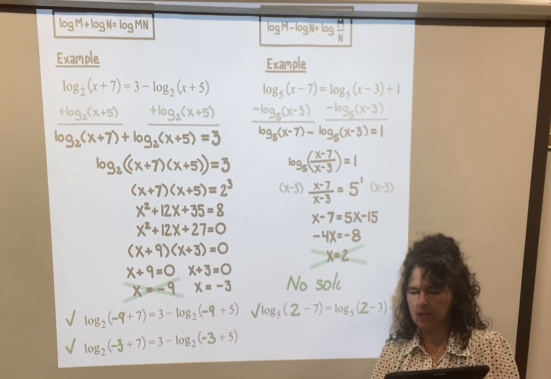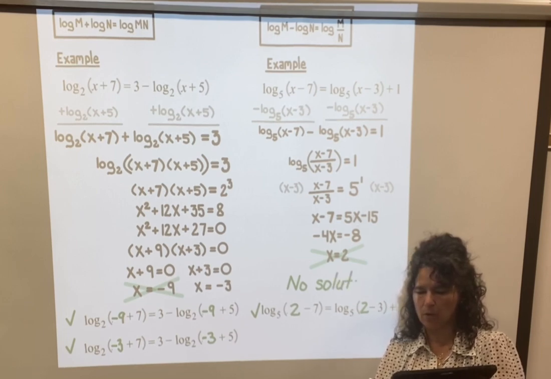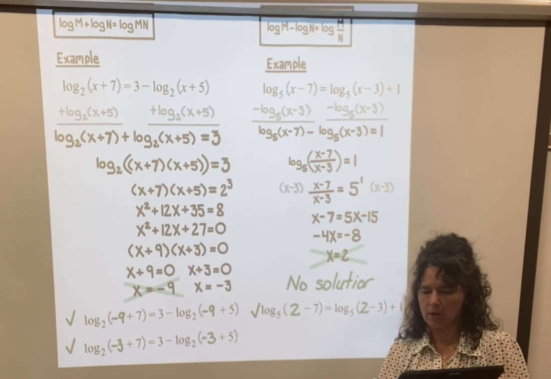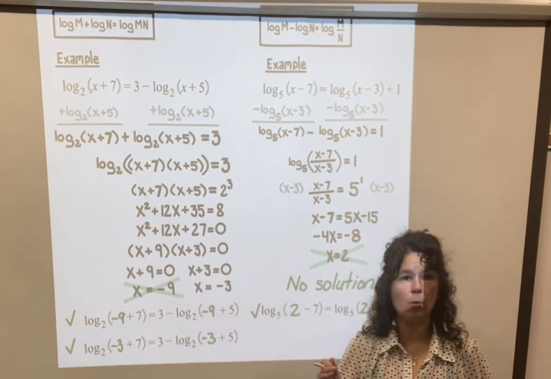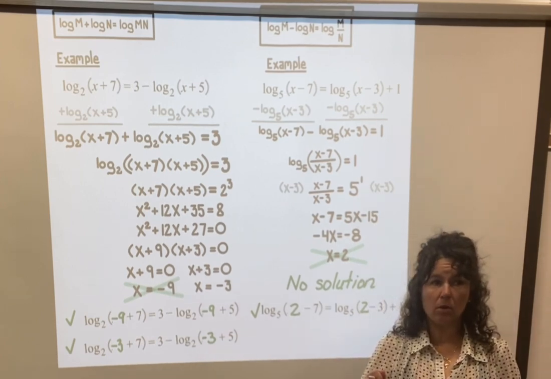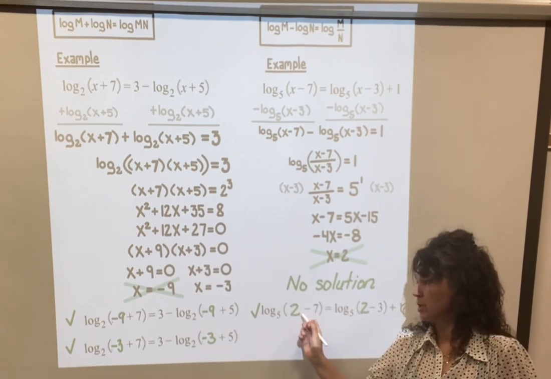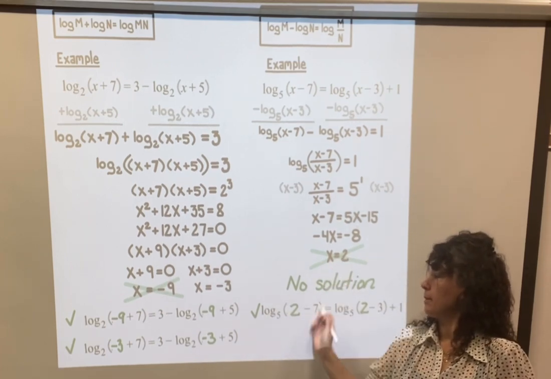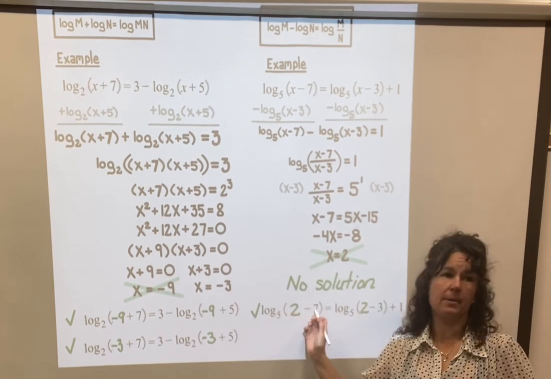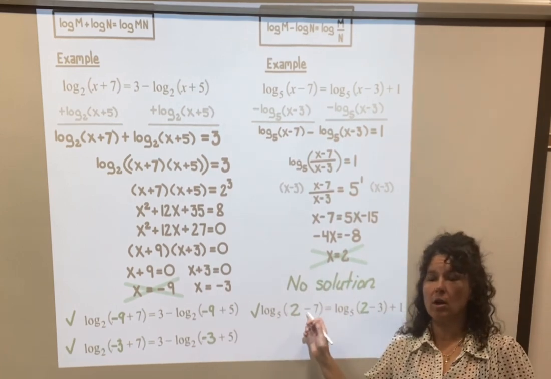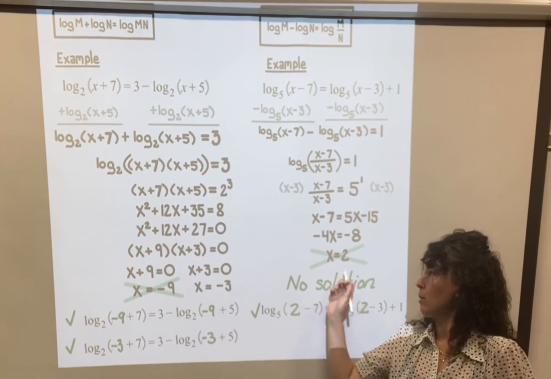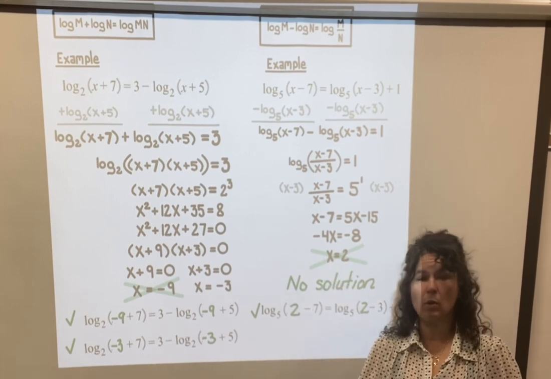When you're checking, one more time, you cannot take the logarithm of 0 or a negative number. So if you substitute the number you get back into the original and you end up taking the log of 0 or the log of a negative number, then that one is an extraneous solution and you want to throw it out.